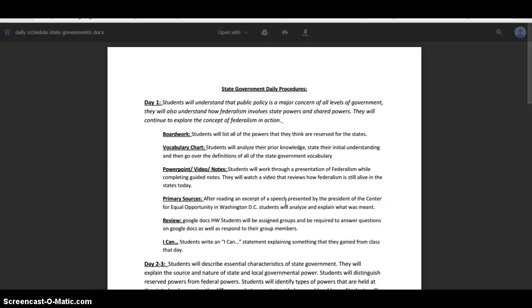So day 1, students will understand that public policy is a major concern of all levels of government. They will also understand how federalism involves state powers and shared powers. They will continue to explore the concept of federalism in action. What we're going to do on that first day is start a vocabulary chart where they have to analyze their prior knowledge and state their initial understanding, and then we'll go over it together and make sure everyone has the same definitions. I'll do this all on the smartboard.